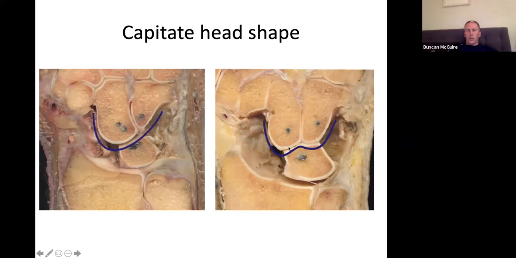So if you look at this case on the right, that capitate head being quite pointy, that's probably not going to do very well in that lunate fossa. It's not very congruent, and in this case, I'd probably prefer to do a midcarpal fusion.